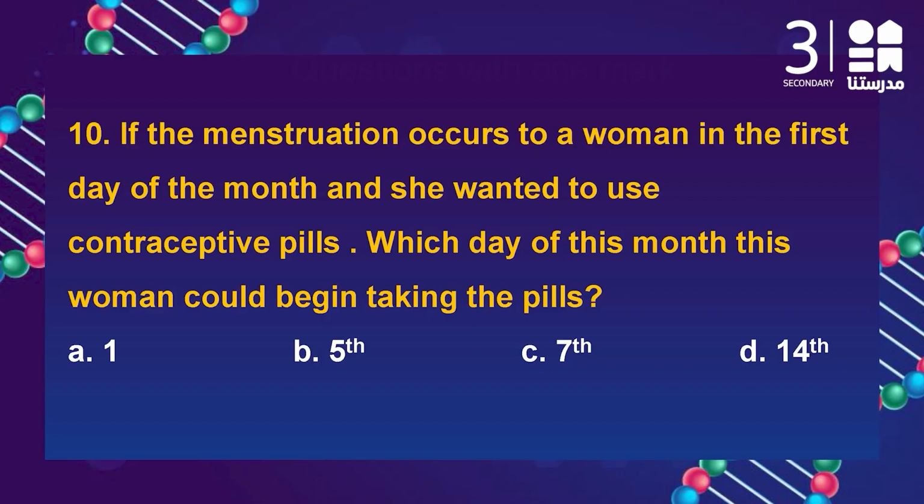Thanks. Let's go to question number 10. If menstruation occurred to a woman on the first day of the month and she wanted to use contraceptive pills, which day of this month could this woman begin taking the pills?